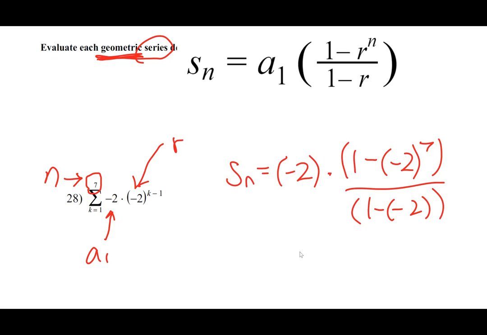If you plug it in, I just want to point out, don't forget the parentheses. You have to put the parentheses in the calculator, or when you're using a cell phone calculator, make sure you do PEMDAS, the order of operations, correctly. Then you should get exactly negative 86. Okay.